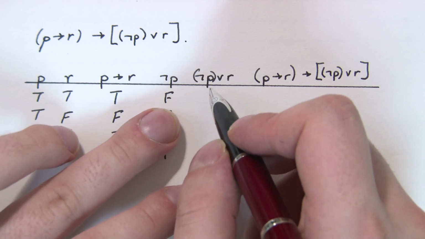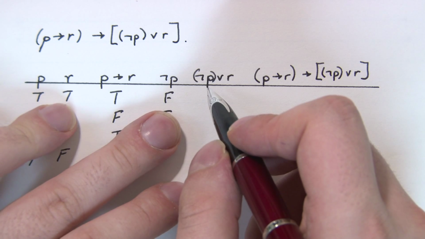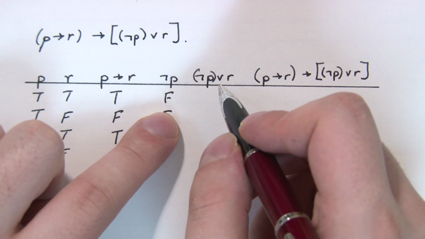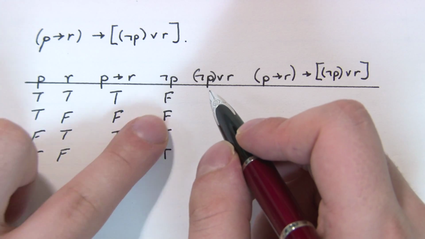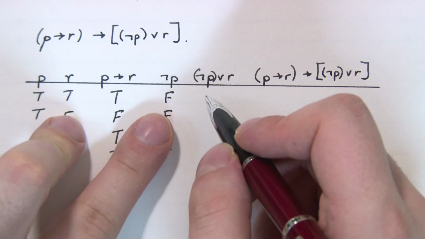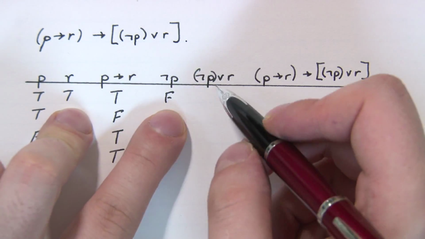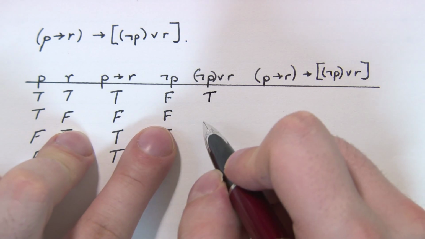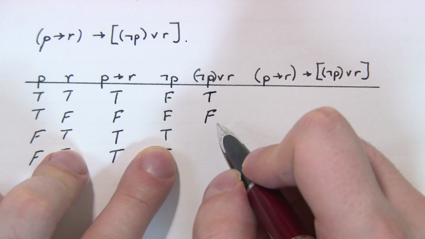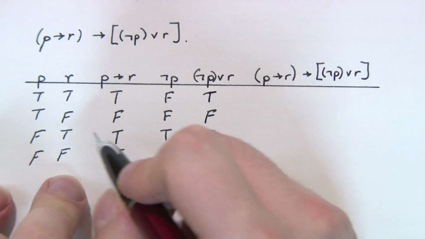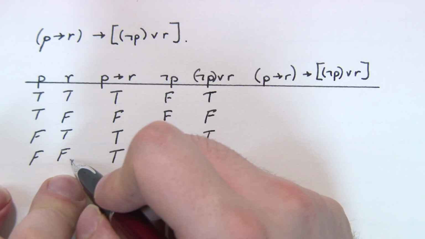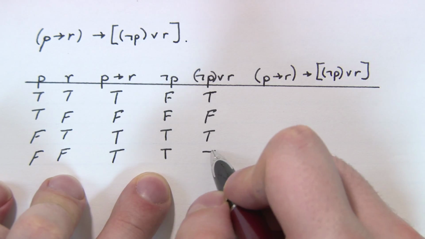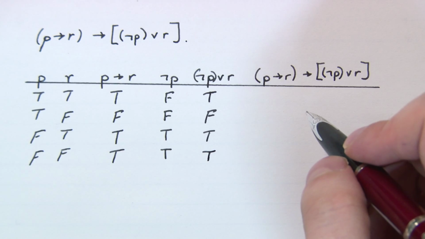Okay, so now we have not P or R, so we're going to use this column and this column. And with the disjunction, at least one of them has to be true. So we have true or false, so that is true. We have false or false, well, that's false because one of them has to be true. We have true or true, which is true. And lastly, we have false or true, which is true.